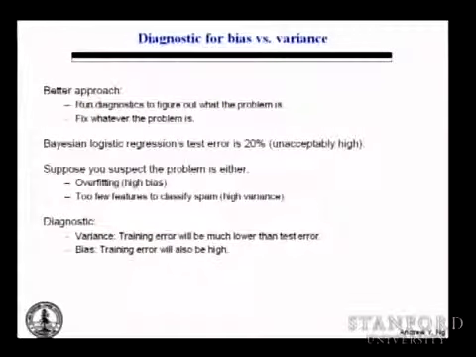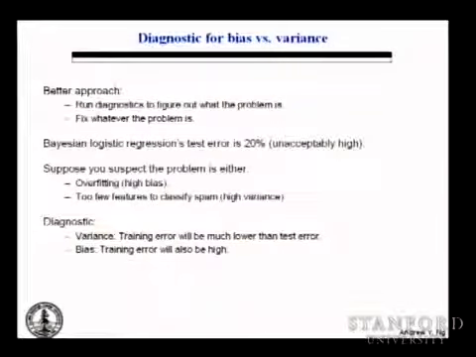So for our motivating story, let's say Bayesian logistic regression's test error was 20%, which let's say is unacceptably high. Let's suppose you suspect the problem is either high bias or high variance. And you want to know if you're overfitting, which would be high variance, or if you have too few features to classify spam, which is high bias. I had those two reversed, sorry. So how can you figure out whether the problem is one of high bias or high variance?